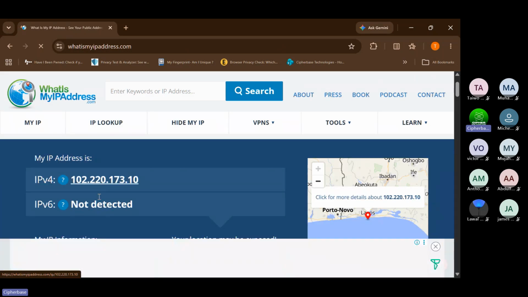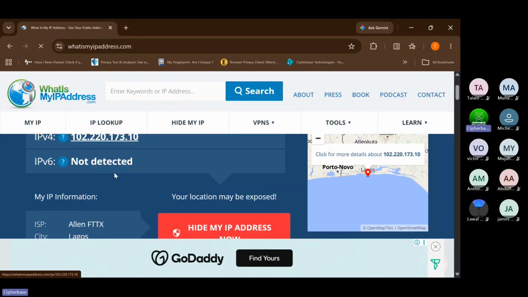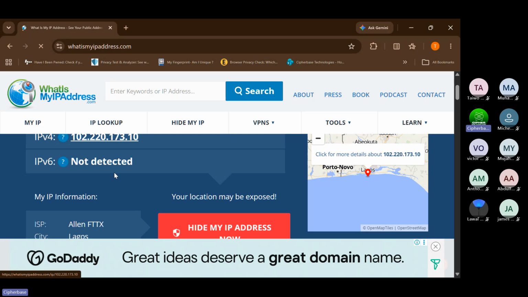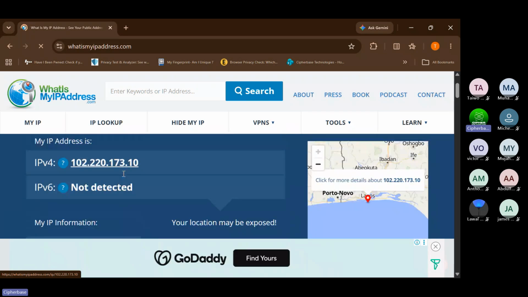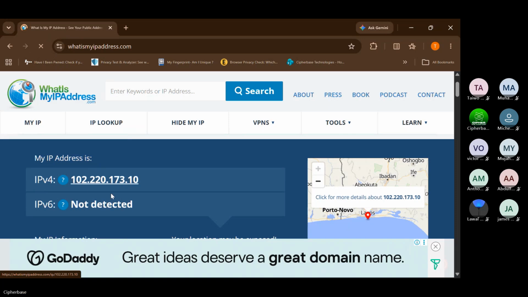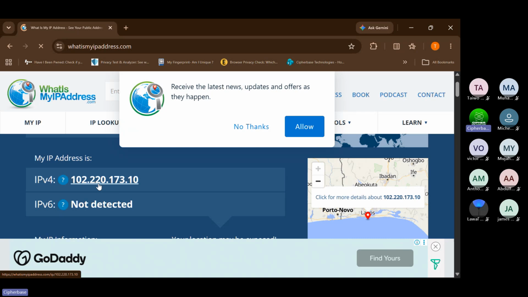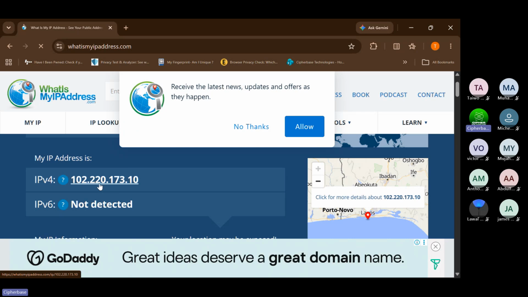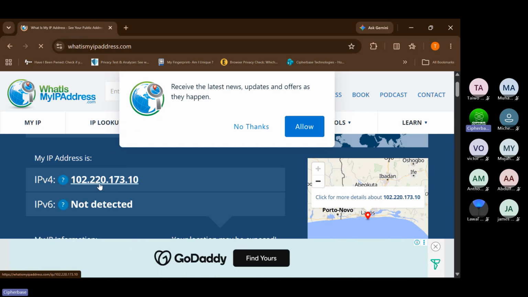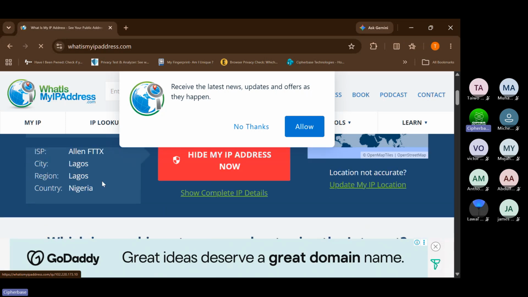You can never see your private IP here because your private IP is localized within your company, within your home address. So that's why private IP can never be seen in public here. So that's one thing I want you to understand. Your own IP might be different from this, depending on your ISP, your service provider. So that's what I want you to understand here very well.